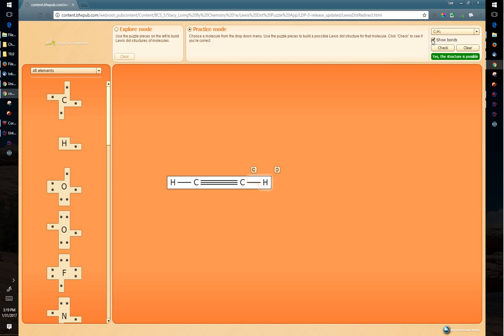Let's see show bonds here. If we click that, this is sort of the more traditional way we show it, with just the lines instead of the dots. So you can do either way. Generally, we're going to want to do the dots just as a reminder that those bonds are 3 electrons.